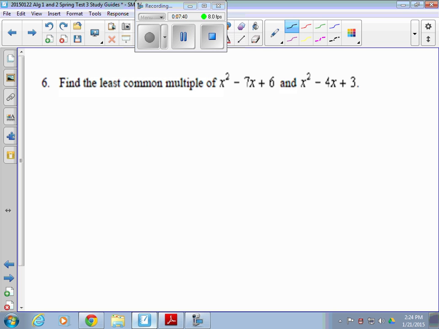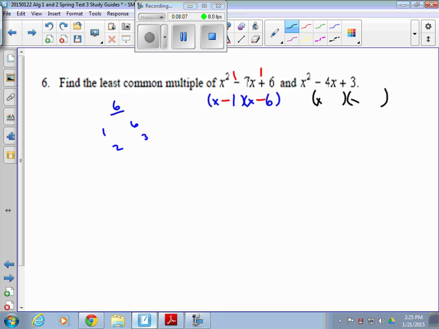Number 6, least common multiple of each of these trinomials. You want to make trinomials into two binomials. So x times x gives you x squared. Again, your factors of 6 are 1 and 6, and 2 and 3. Which one of those pairs gets you the b's value? 7 has to be 1 and 6. This sign says they're the same. This sign says they're both minus. Minus 1, minus 6. We're going to do the same thing with this one over here.